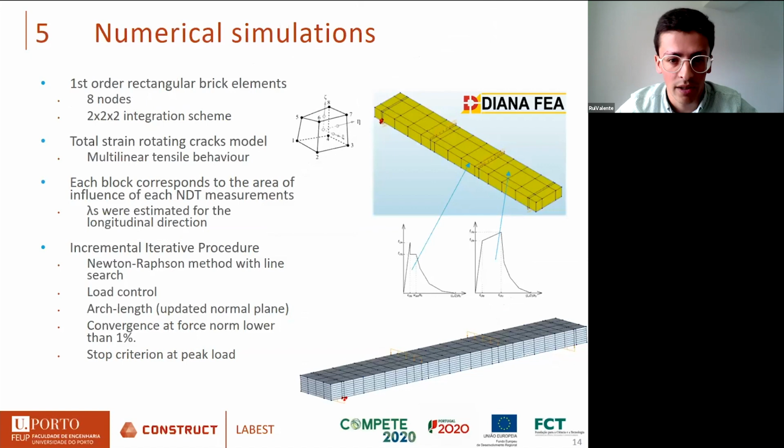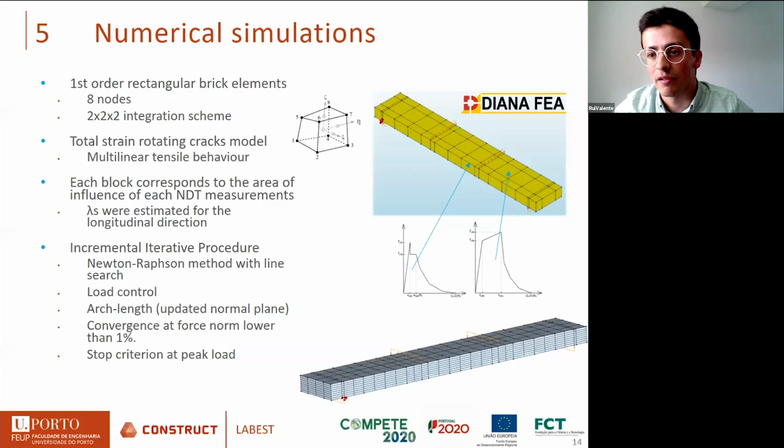They were implemented in different blocks. Each block was assigned different material properties, only for the tensile behavior. So each block was assigned a different fiber structure parameter, because each point of these plates has behavior based on different NDT measurements, which means that they have different fiber content and fiber orientation. And that is why it was modeled that way, to take into account the variability throughout the plates.